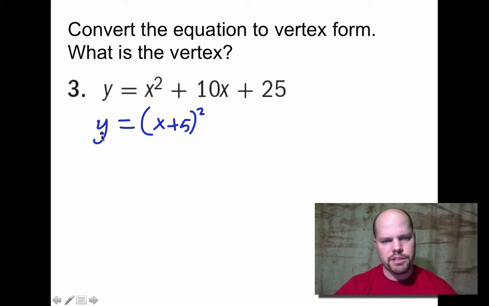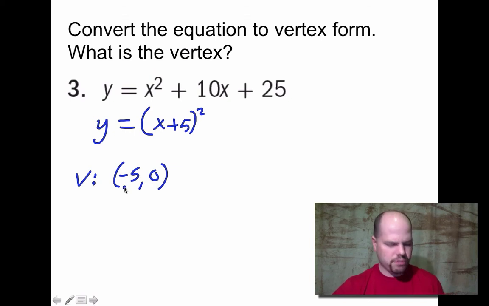So we could think of this as y minus 0. So the y coordinate of the vertex is 0. And x minus negative 5, which we see as x plus 5. So the vertex is negative 5, 0.